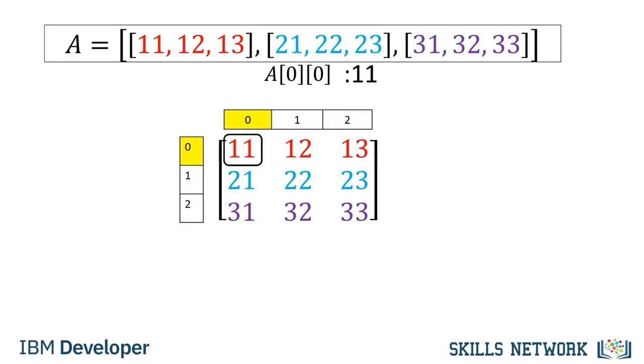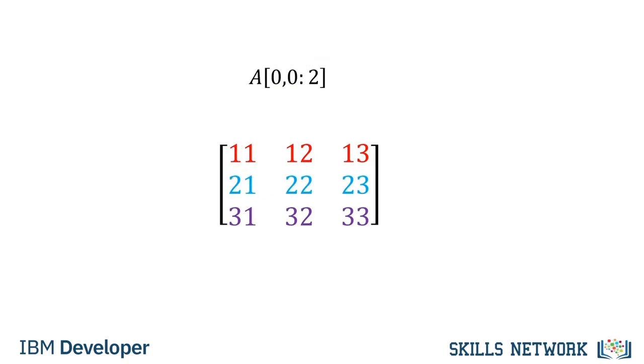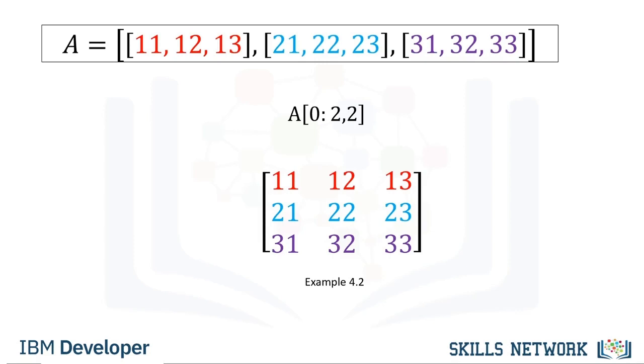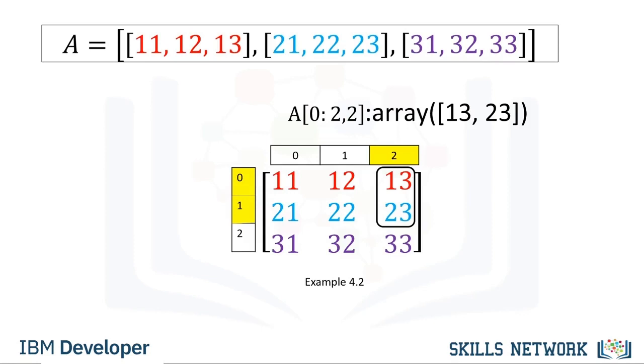We can also use slicing in NumPy arrays. The first index corresponds to the first row. The second index accesses the first 2 columns. Consider this example. The first index corresponds to the first 2 rows. The second index accesses the last column.